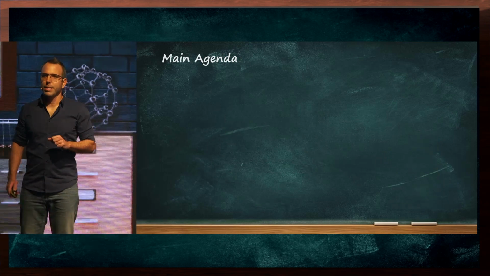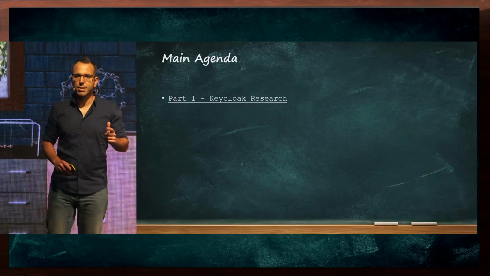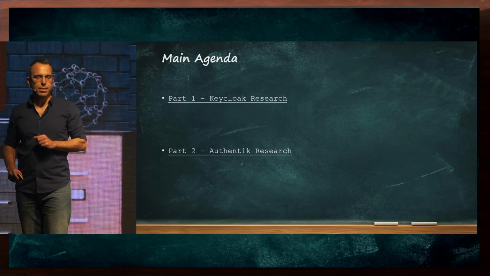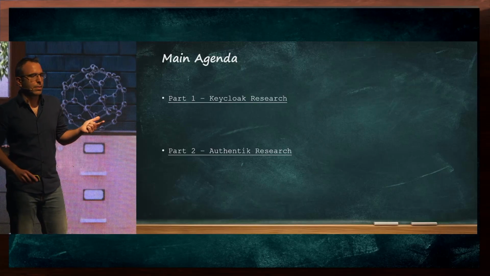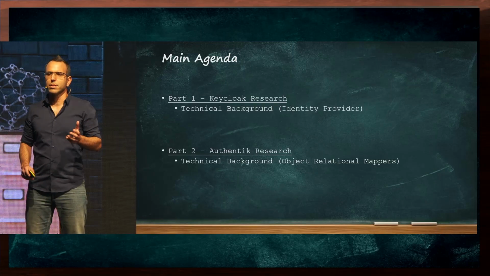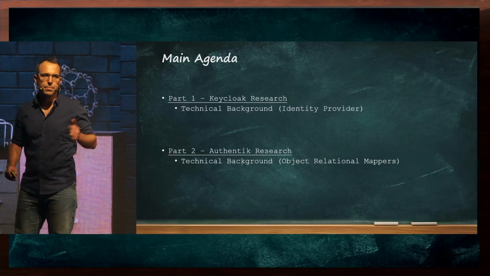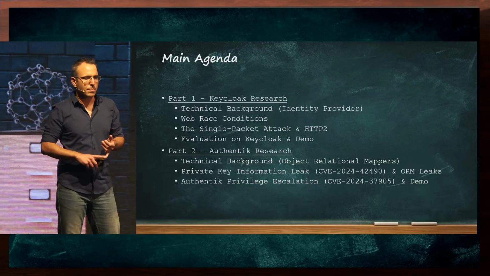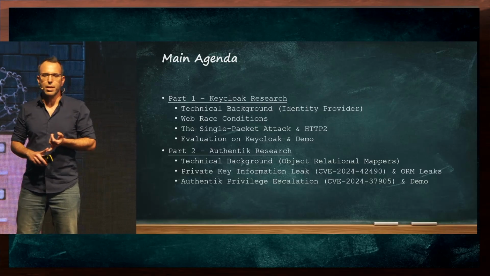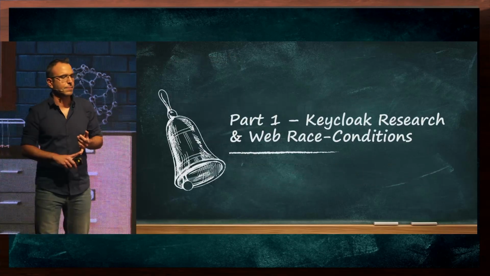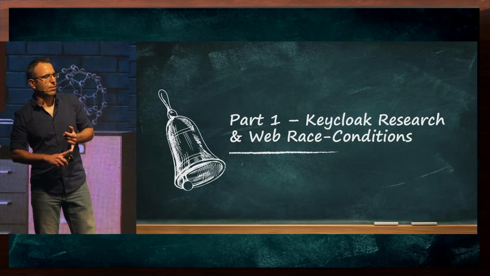Our agenda for today. I will highlight key items from 2 research projects we did on 2 open source identity providers, Keycloak and Authentik. Each part will start with a technical background to set a common ground for everyone, and then a dive into a technique or a vulnerability. I will also show demos exploiting the vulnerabilities we found. Part 1, Keycloak research.